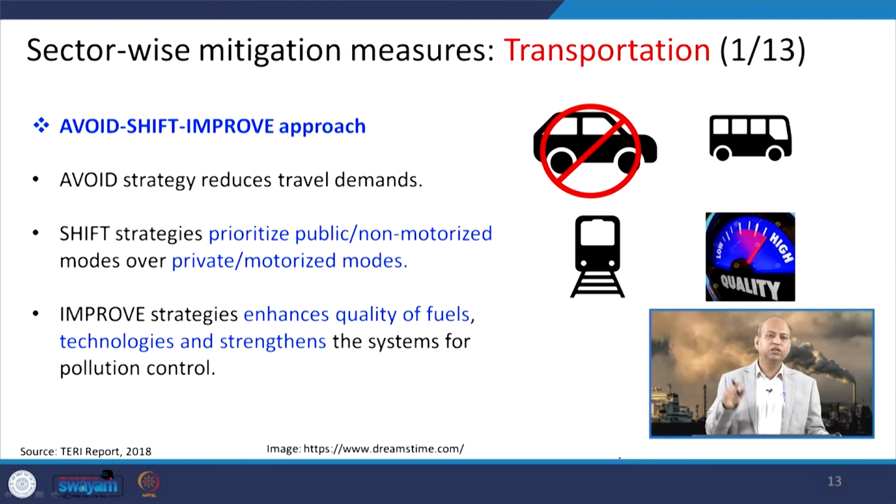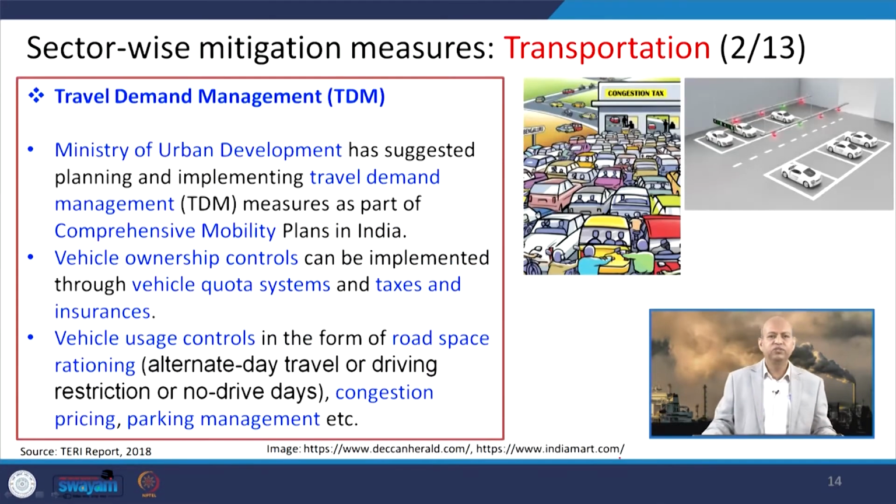Then we can also shift from private or motorized modes to public transportation or non-motorized modes of transportation. That way again per capita emissions reduce very much. Then we can improve the strategies to enhance the quality of fuels or technologies, and we will discuss BS4, BS6, those kind of quality of fuels and technologies, like 2-stroke to 4-stroke engine. We can always go for innovation and improvement in the technology.